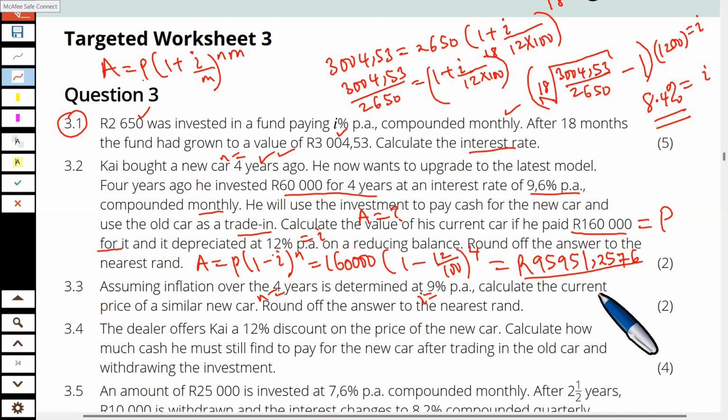In other words, at this point, you want to find the current price of a similar new car. Now, what is the P? You agree that the P is still 160,000, because the car was 160,000. But a similar new car in n equals 4 years, i equals 9%. So what is the price? The price is the final amount. What is the final amount? So please do 3.3 and then let me know when you're done.